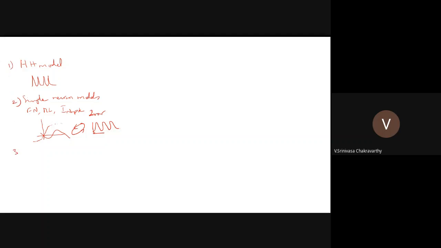Then we began discussing what we call Izhikevich models. These are also two variable models, but you can actually produce an action potential. The rise is smooth, the fall is sharp, and so on and so forth. So this is also two variable.